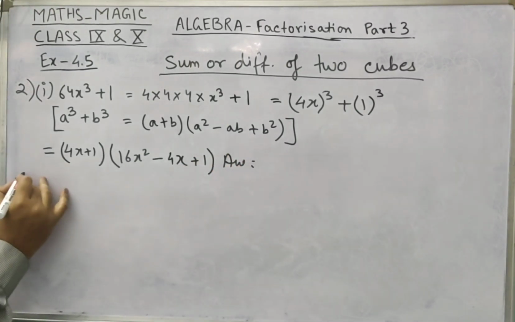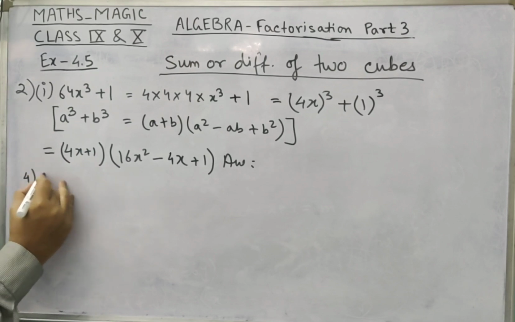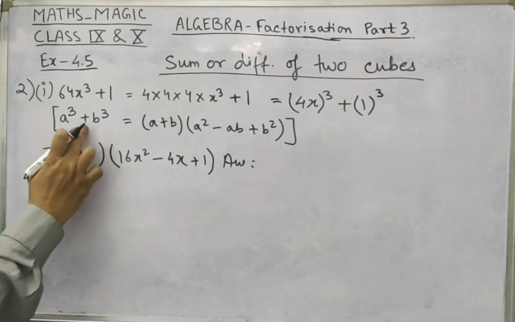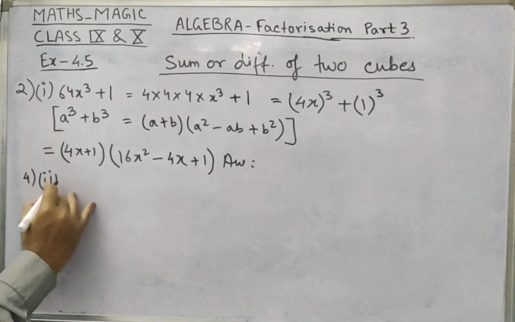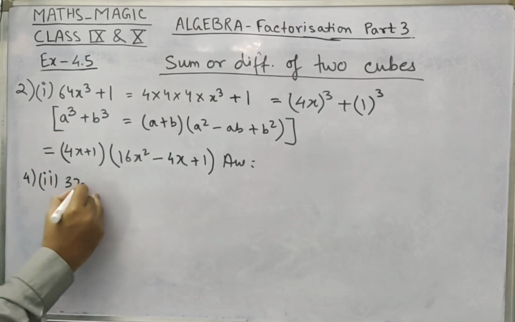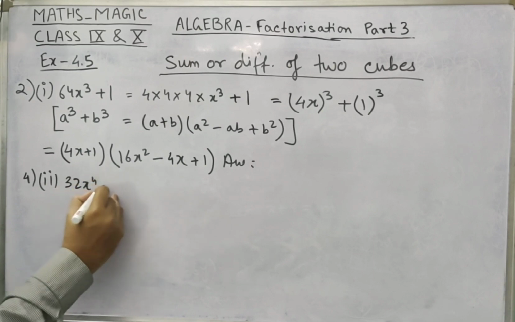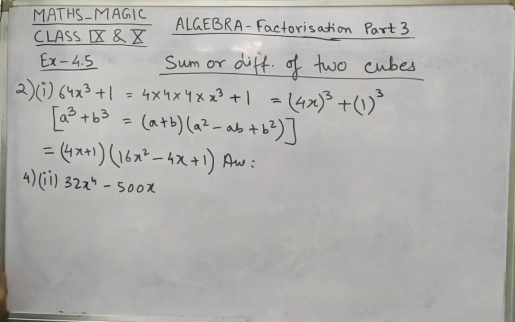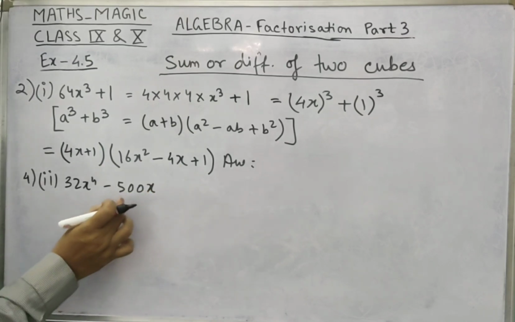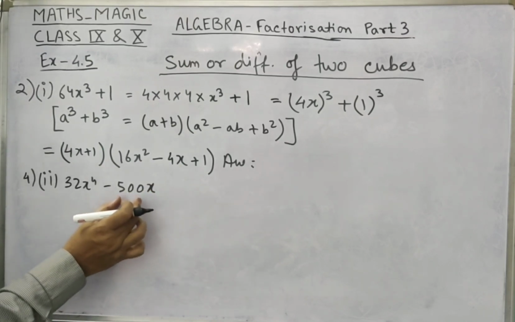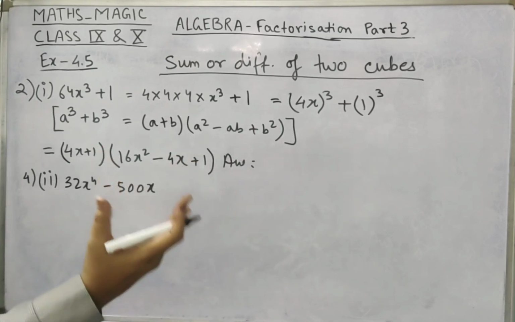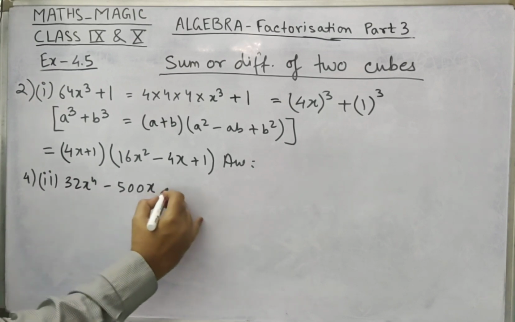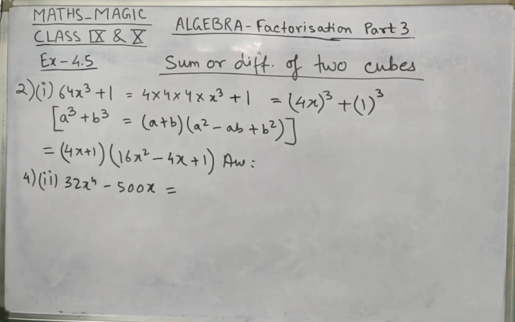Let us do sum number 4 part 2. This was plus, now I'll be doing the minus one. 32x to the power 4 minus 500x. Now here it is difficult to make 500 a cube of something, and the same for 32. So we have to take out some common numbers.